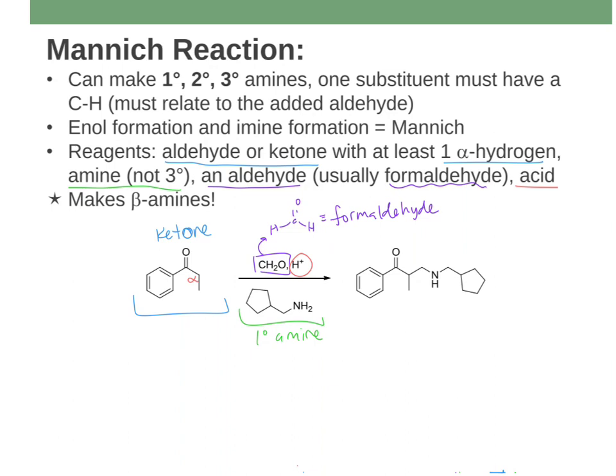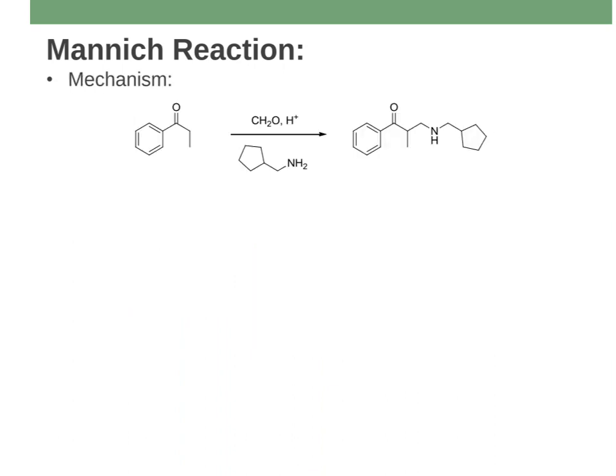I just wanted to point out again that it makes beta amines. If you have a carbonyl and all of a sudden you have a beta amine, that means you definitely did a Mannich reaction. That's the number one way that you're likely to see a beta amine get formed. At this beta carbon, now I have an amine. It's beta away, 2 carbons away. So let's look at this mechanism and see what we can figure out here. Like I said, this is a combination of an enol formation and an imine formation.